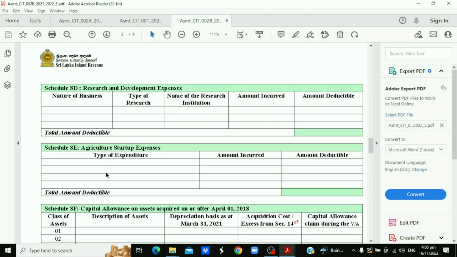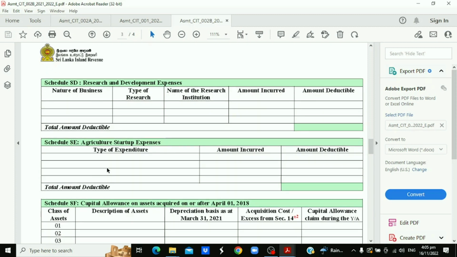Then, the same as schedule 8D, schedule 8E is allocated for agricultural startup expenses. This is also irrespective of whether it is of a capital nature or not; they can claim the amounts if it is connected with this particular nature of expense. They have to provide details of the type of expenditure, amount incurred, and amount deductible.